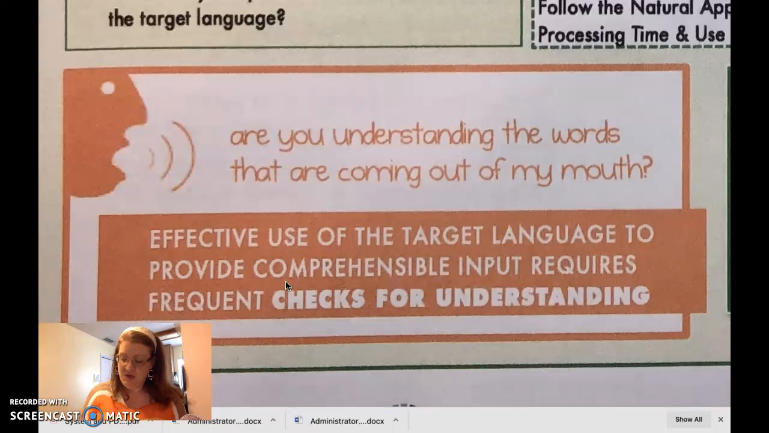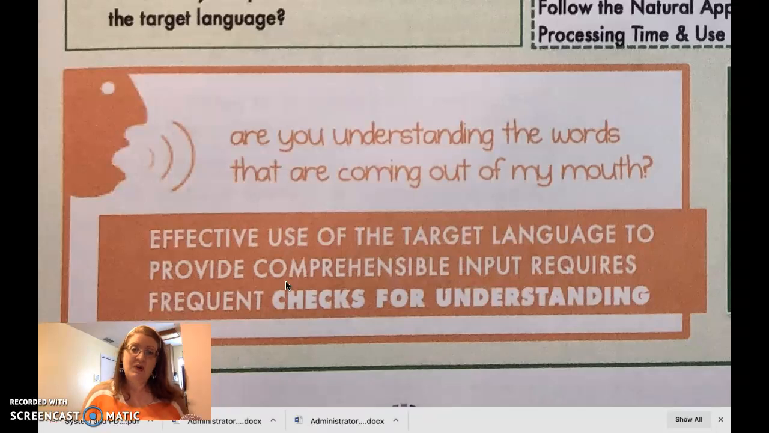It's also really important to break topics into smaller chunks and embed lots of checks for understanding in those chunks. And we're going to talk more about checks for understanding in Module 1, actually. We really want to be sure that we are choosing topics and themes of instruction that are meaningful.